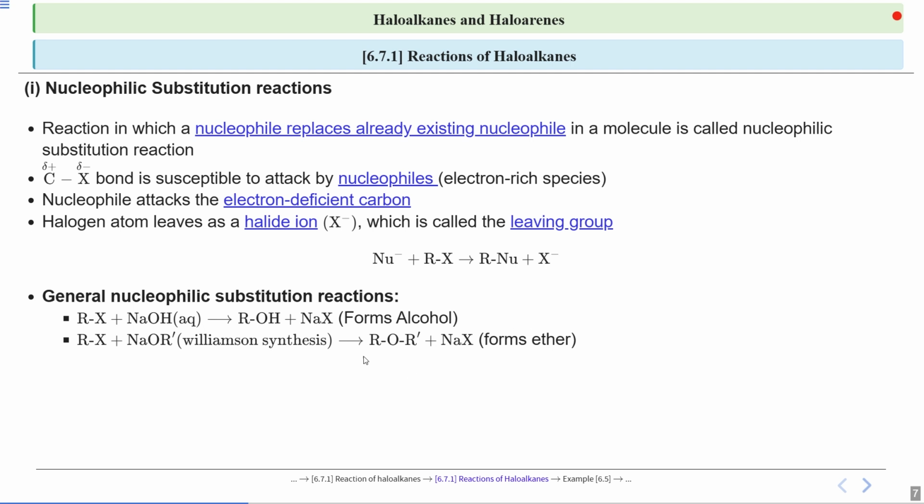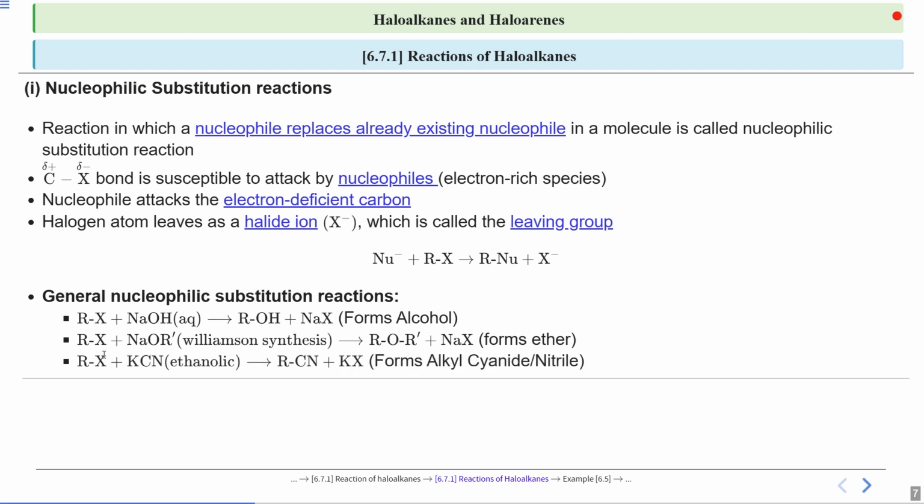In this Williamson synthesis we use the primary alkyl halide for effective results. Why? Because secondary and especially tertiary alkyl halides tend to undergo elimination rather than substitution, and that leads to an alkene as a byproduct instead of the ether. So that's why we mostly use primary alkyl halide here, and both symmetric and asymmetric ethers can be obtained by this method.